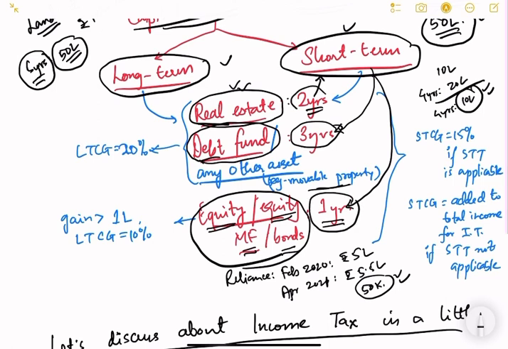You have to keep this in mind. 1 year, 2 year and 3 year. For share, stocks, mutual fund, bonds, it is 1 year. For real estate, it is 2 years. For debt funds, it is 3 years. This you have to keep in mind.